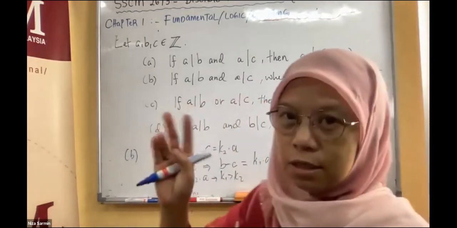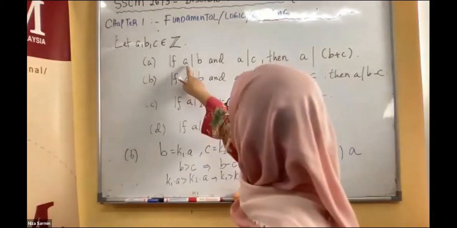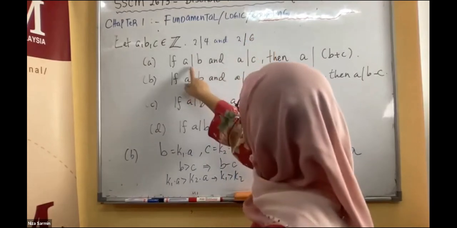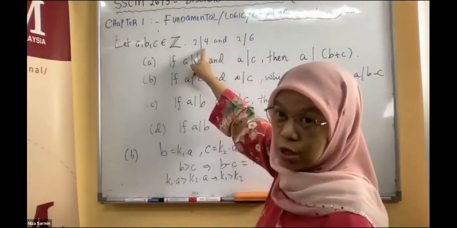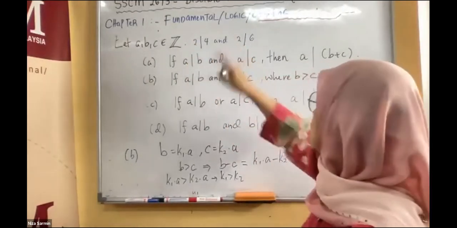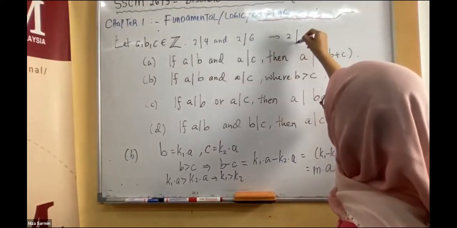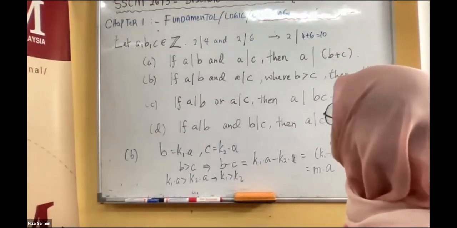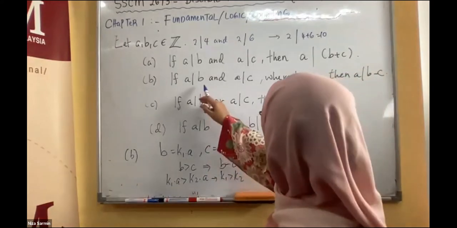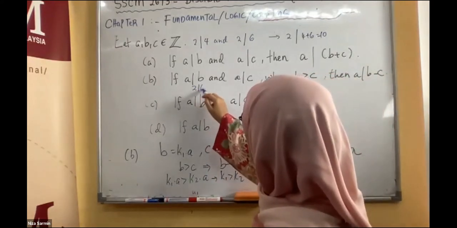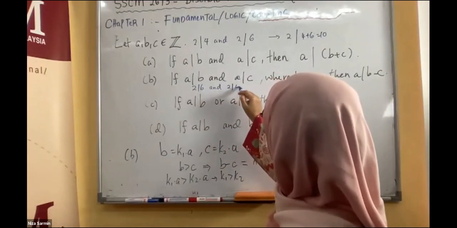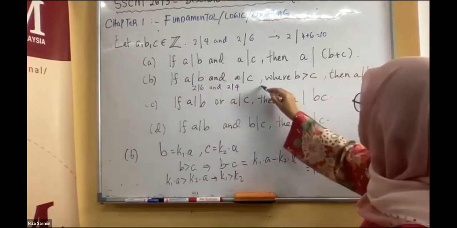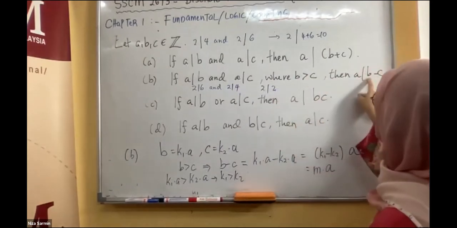If you think about the specific example, this is like 2 divides 4 and 2 divides 6, right? Because there is a 2, 2 times 2 is 4. There is a 3, 2 times 3 is 6. And this says 2 divides 4 plus 6. And this one, 2 divides 6 and 2 divides 4, right? 6 is bigger than 4. So 2 divides 6 minus 4, B minus C.